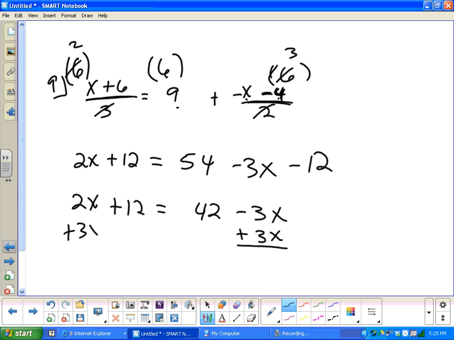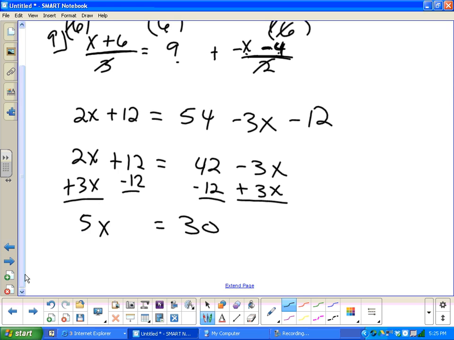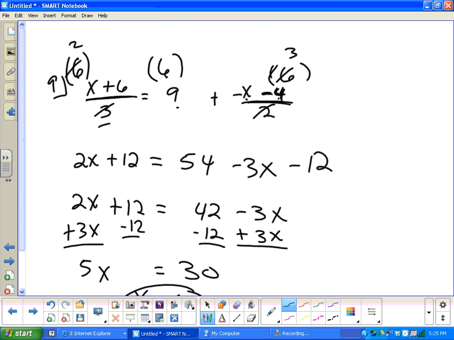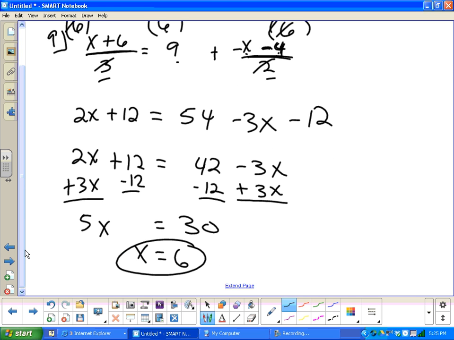Now, let's get our like terms together, or get our x's over here on the left side. So I'm going to add 3x to both sides. That's going to give me 5x. And we'll subtract 12 from both sides. And that's going to give me 30. And so 30 divided by 5 there is going to give me 6. And notice it's perfectly okay if x is 6 because it's not going to make me divide by 0. That's where I got to check for the extraneous solutions, to make sure that we don't divide by 0.